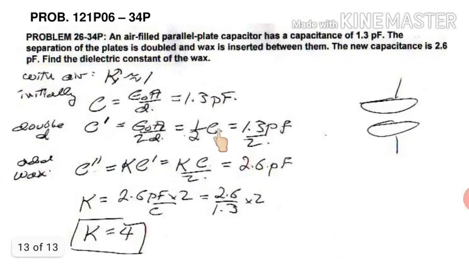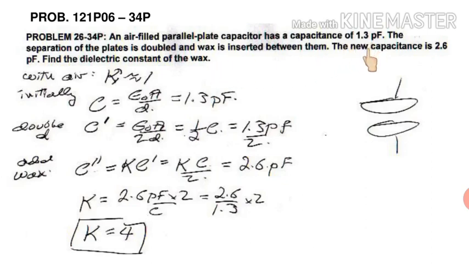Next question is, an air-filled parallel plate capacitor has a capacitance of 1.3 picofarad. The separation of the plates is doubled and the wax is inserted between them. The new capacitance is 2.6 picofarad. Find the dielectric constant of the wax. See, actually they are talking about a parallel plate capacitor and the capacitance is given, that is 1.3 picofarad.